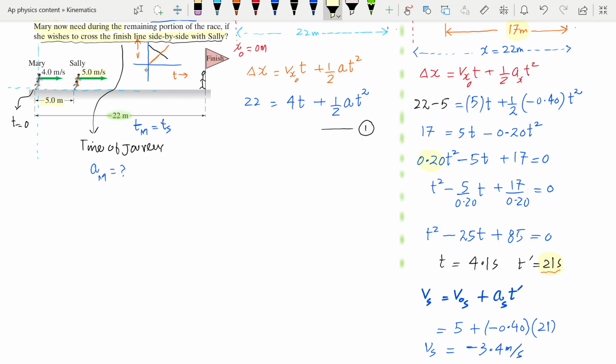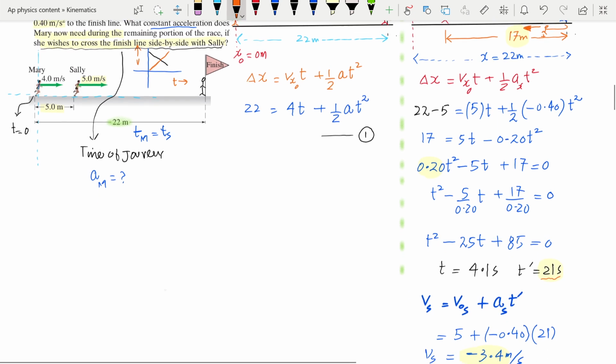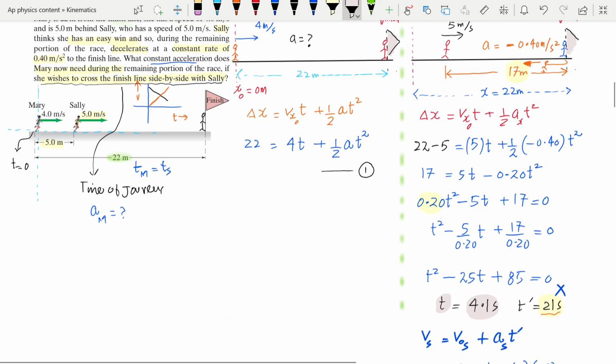Now this negative value of velocity of Sally shows us that at 21 seconds, Sally is not moving rightward, rather Sally may have turned back, and now Sally is moving in this direction, which is leftward. So it clearly shows us that it is not a required velocity, and that's why this is not the required time. So hence we will consider the other time, because at this time Sally will finish and Sally's velocity will be positive, showing us she is moving rightward.